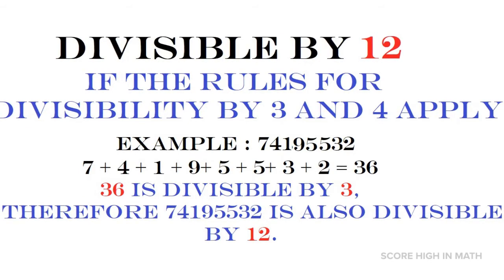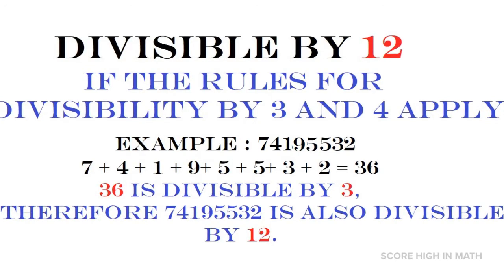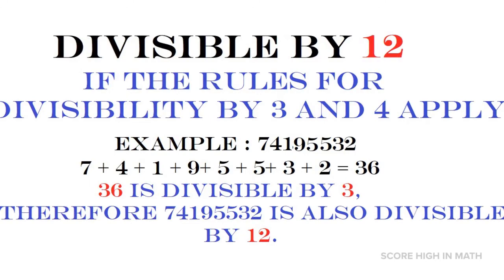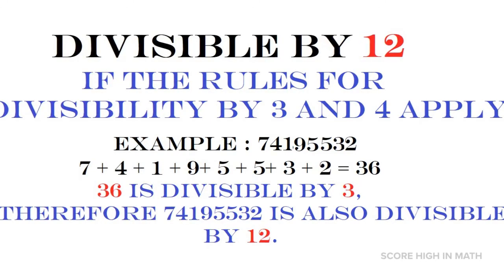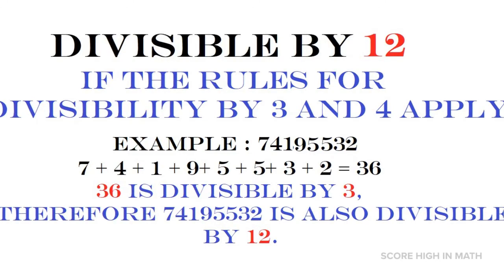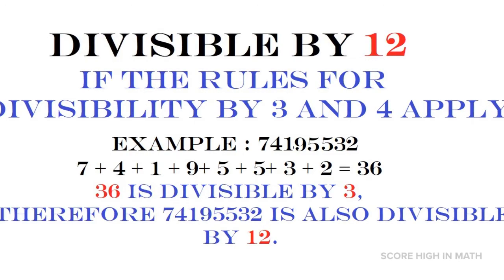We are going to add up all the digits. So, 7 plus 4 plus 1 plus 9 plus 5 plus 5 plus 3 plus 2 is equal to 36. And 36 is divisible by 3. Therefore, 74,195,532 is divisible by 3.